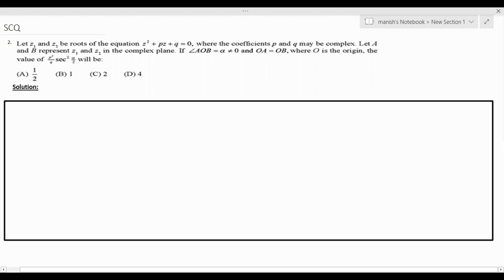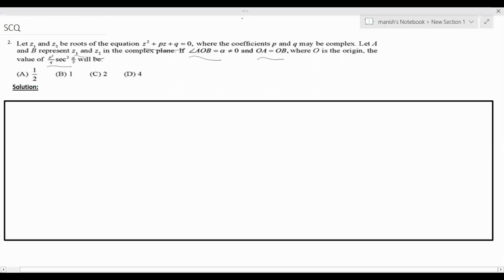Z1, Z2 are the two roots of the equation z square plus pz plus q, and p and q can be complex numbers, and let A and B represent the vertices Z1 and Z2 in the complex plane. Very key important data which is given to us is that the angle AOB is alpha, and the magnitudes of OA and OB are equal. So basically there are some relations given to us: Z1, Z2, p, q and alpha. So he wants a relation p square by q secant square alpha by 2. He doesn't want the relation of Z1 and Z2, and he wants the relation of p square by q secant square alpha by 2.